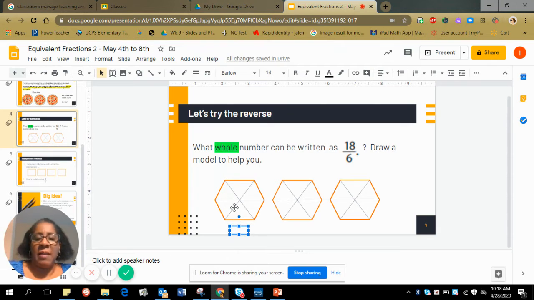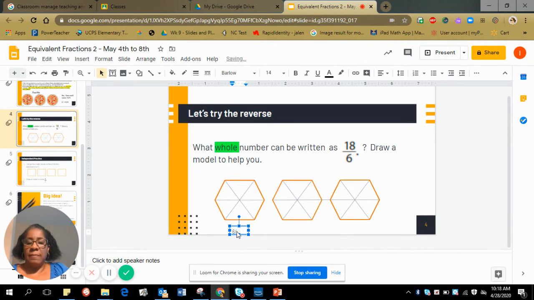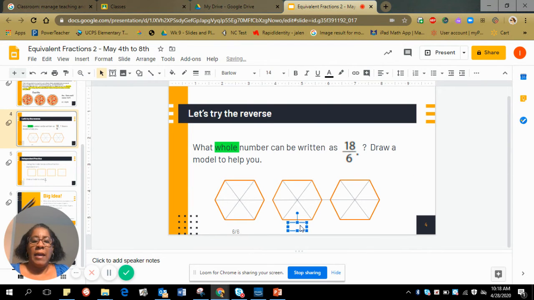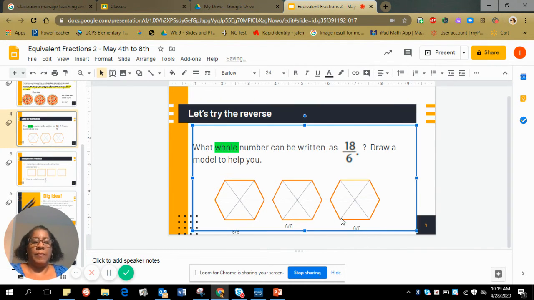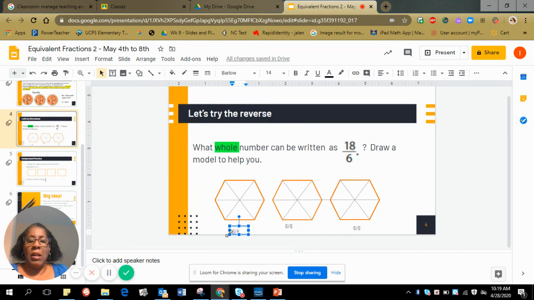So let's look at each figure now. So I've cut it all into 6 equal parts, okay? So 1 sixth, 2 sixths, 3 sixths, 4 sixths, 5 sixths, 6 sixths, okay? So that's 6 sixths. Then moving along, I have a second figure with 6 sixths, and then a third with 6 sixths, okay?